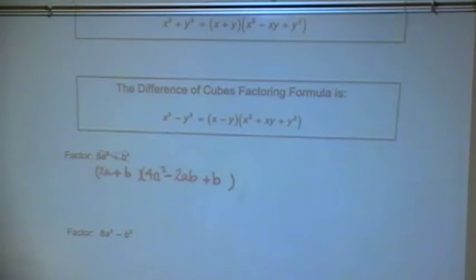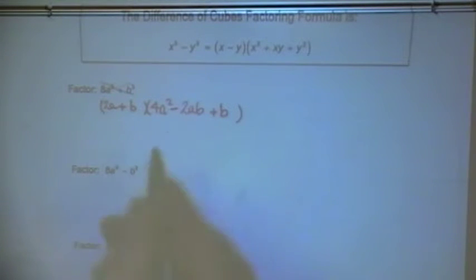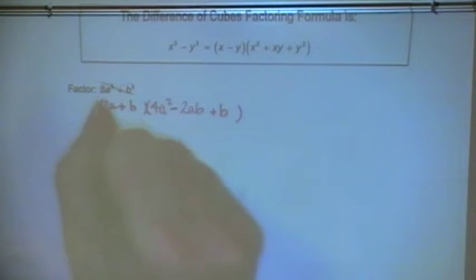Okay? Now this one looks very similar, but it's a difference. So still, let's go through all the steps just to make sure we don't forget. First, you ask yourself, is there a GCF? There is not. Is it a difference? It is. Are these perfect squares? No, they're not perfect squares, but they are perfect cubes.